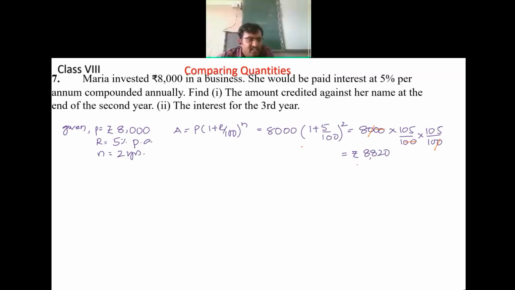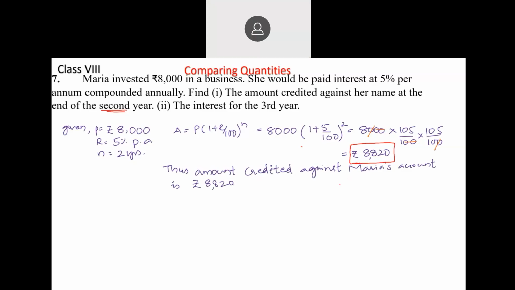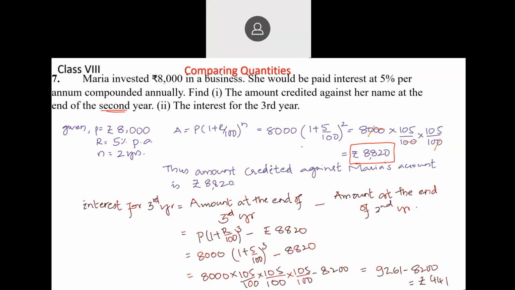First part is easy. 8,820 is the amount at the end of second year. This is easy to obtain. Now, I have done it like this. Amount at the end of third year minus amount at the end of second year. Third year is obtained by using P times of 1 plus R by 100 to the power 3. When we calculate, we get 9261 minus 8,820, which is already done. So it becomes easy to find as 441.